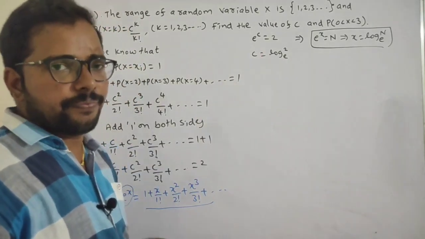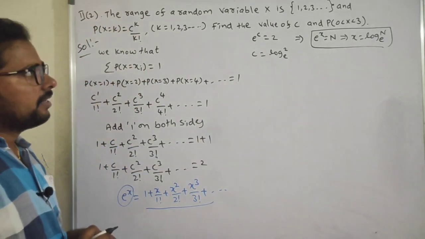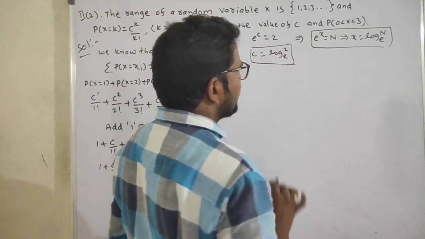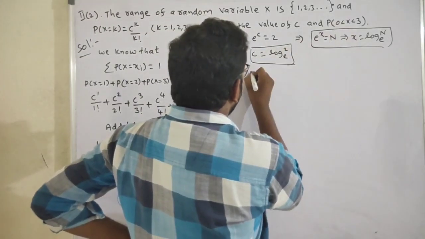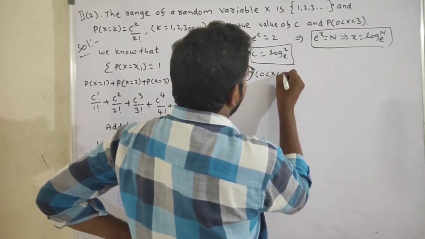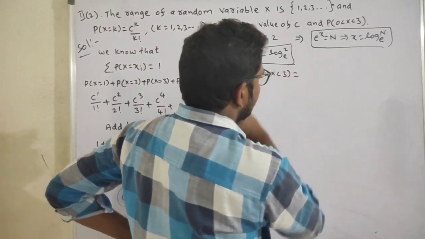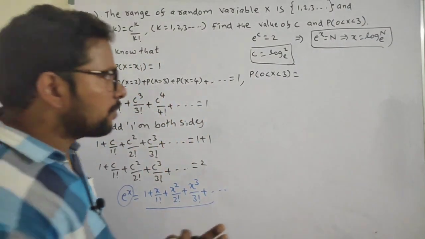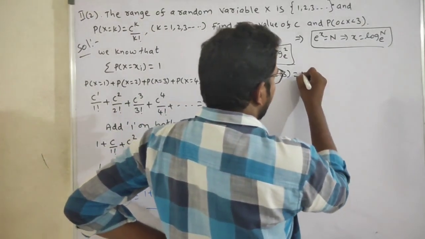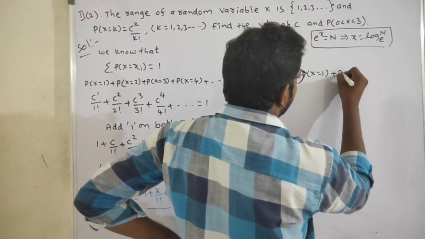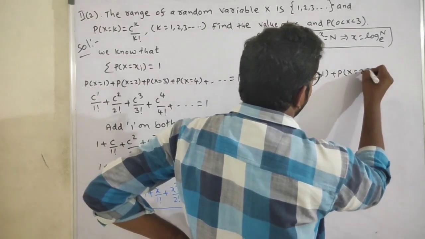This is the c value. Next we have to find P of 0 less than x less than 3, where the x value is greater than 0 and less than 3. So which values come? 1 and 2. So P of x is equal to 1, that is the probability of 1, plus P of x is equal to 2.